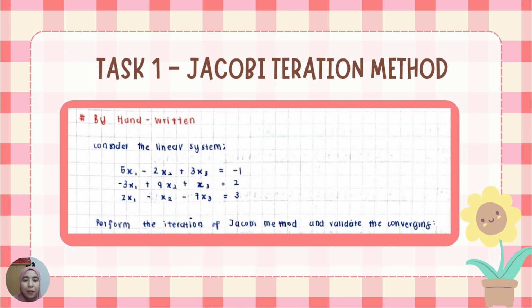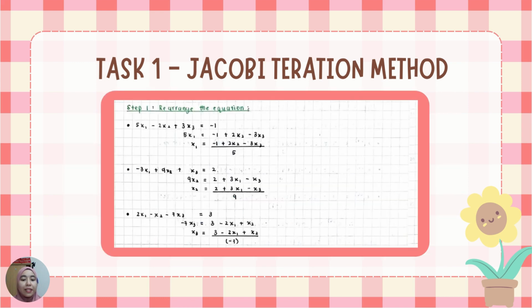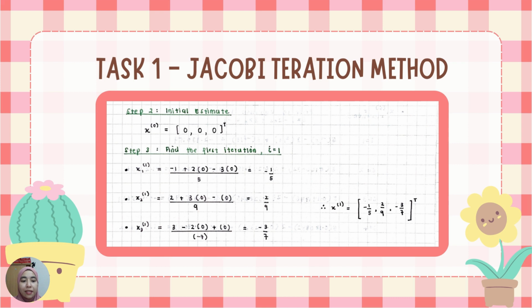Hence, please look at the linear system above. So, let's start with the first step by rearranging the equations: solving the first equation for x1, the second equation for x2, and the third equation for x3. Next slide. Second step, we must state the initial estimate, and usually we state 0 as the initial value.